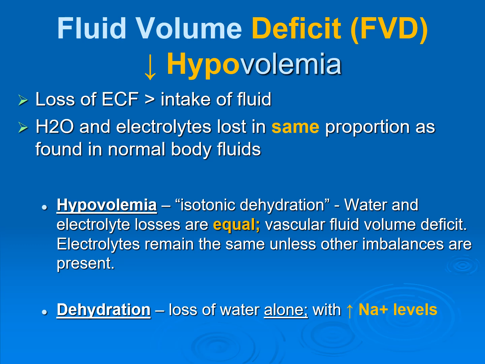So you're not just losing potassium, you're not just losing something, you are literally losing water and electrolytes. Electrolytes remain the same unless other imbalances are present. And dehydration really is the loss of water alone. So you'll have an increase of sodium levels. So that's really how you can tell the difference between hypovolemia and dehydration. Think of hypovolemia as, did they cut themselves and bleed a lot to cause this kind of hypovolemia. And dehydration is more that they have not had enough water intake, so their sodium levels are really high.